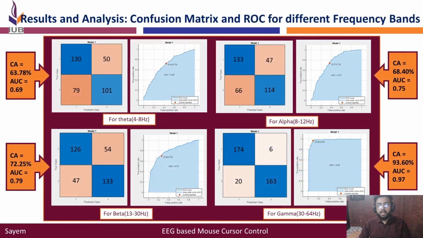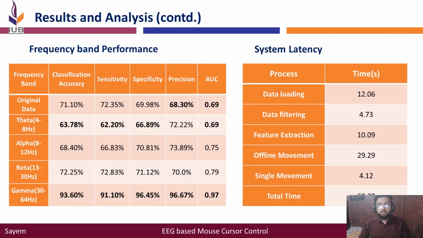In the result analysis, we have shown the minimum accuracy to the maximum accuracy, as well as the ROC and AUC curves for different frequency bands, where we have achieved the highest accuracy for the gamma band, which is 93%. We have also shown the system latency, where the time taken from the data loading part to the single movement part is 1 minute and 29 seconds.